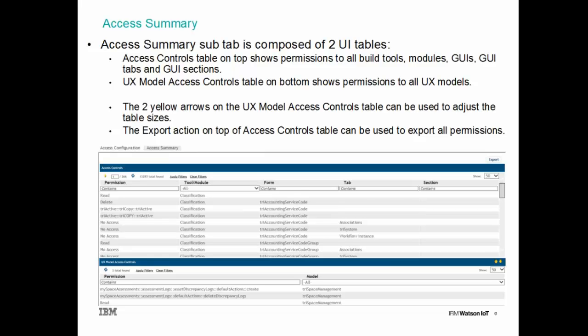The other function we have on this screen is the export action on top of the Access Controls table. When you click on that, it will export all the permissions, including the regular permissions and the UX model permissions, into a text file. You will get a notification when the export is finished. If you look at the notification, you will see where the file is. The file is a tab delimited text file. You can easily copy the file content and paste that into a spreadsheet and view your data in a spreadsheet.